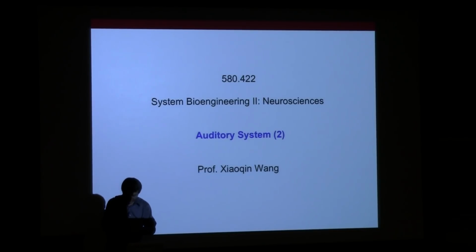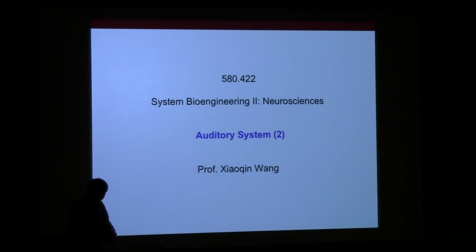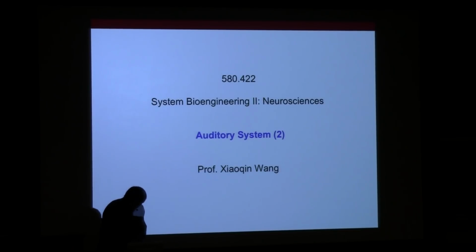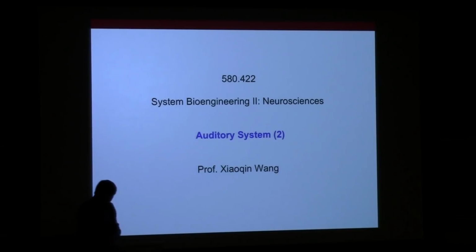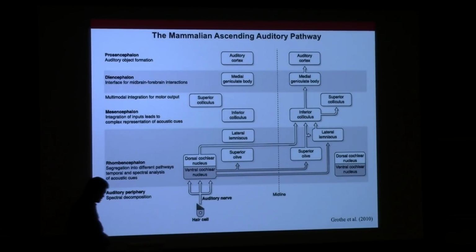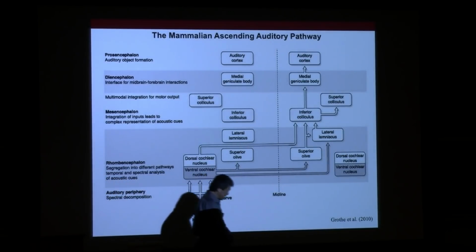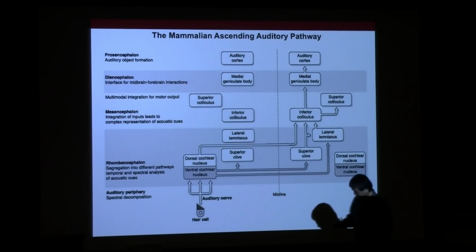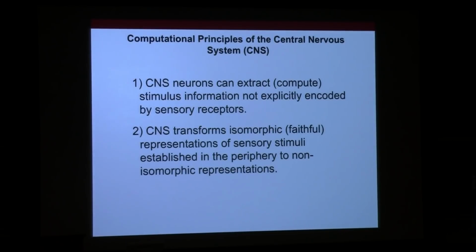Okay, so let's continue to discuss the auditory system. I started last Friday for this one, and I showed you the outline of the central nervous system for audition, and then mentioned there are two very important computational principles I'd like you to understand, and I'll use examples to show this.